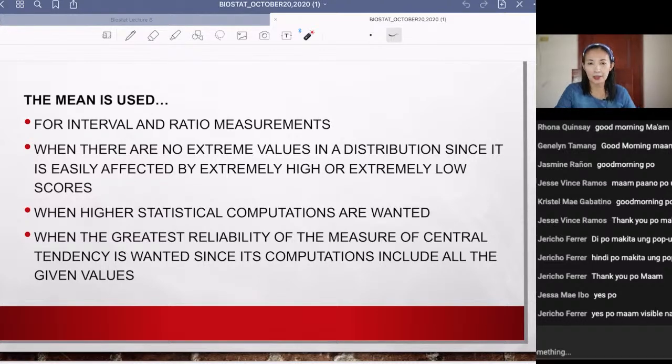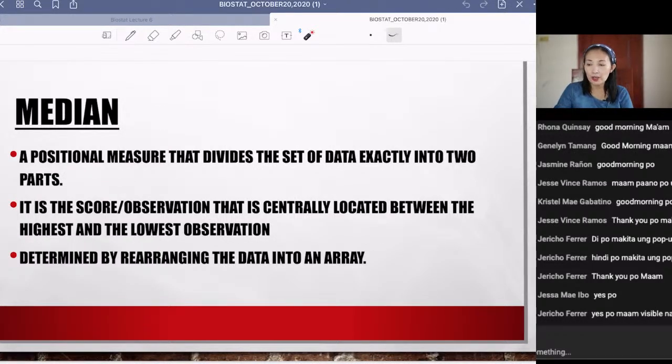Okay, next, median. A positional measure that divides a set of data exactly into two parts. You know this very well. It's the central score, centrally located between the highest and the lowest observation. To determine the median, we simply arrange our array or data set in ascending or descending order, and the middlemost value is the median. If there are two middlemost values, then we get the average of the two middlemost values, and that gives the median.